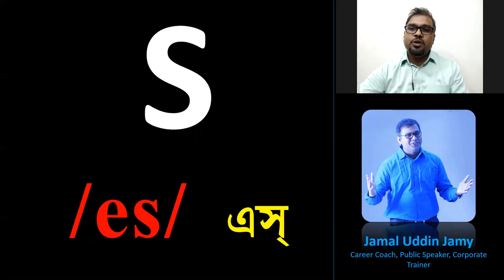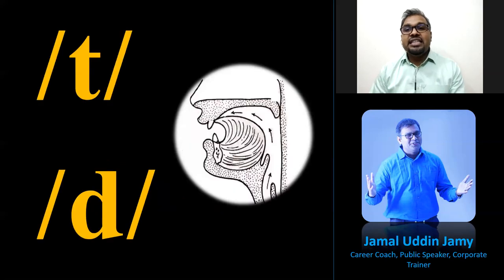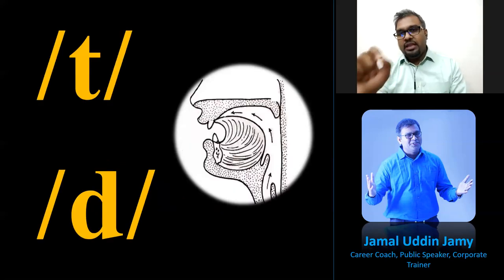S. It's easy to pronounce. S. T. Soft T. Like in our childhood, we used to play shooting. The same thing you need to do. Repeat after me. Just like the sharper. Try to pronounce. Teacher. Touch. Just practice. See the place of articulation in the picture.